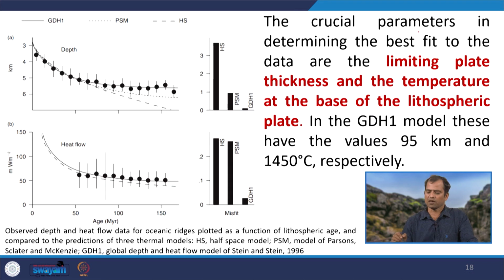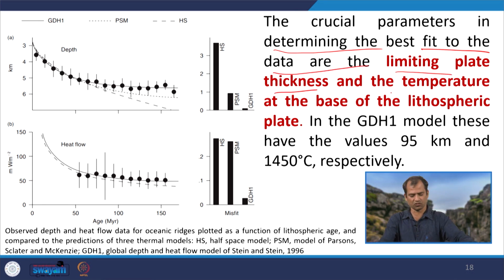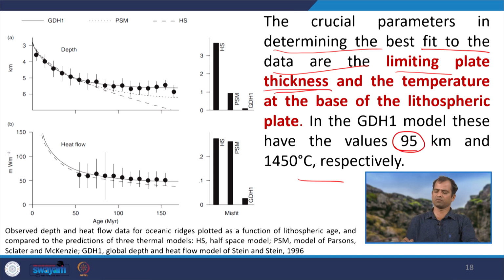The parameters in determining the best fit to the data are the limiting plate thickness and the temperature at the base of the lithospheric plate. In the GDH1 model, these have values of 95 kilometer and 1450 degrees Celsius respectively. So, the plate thickness is around 95 kilometer, and this temperature is around 1450 degrees Celsius.